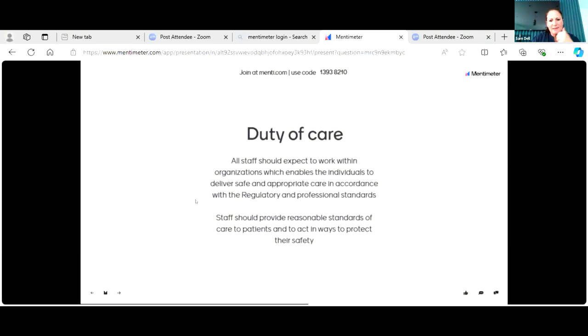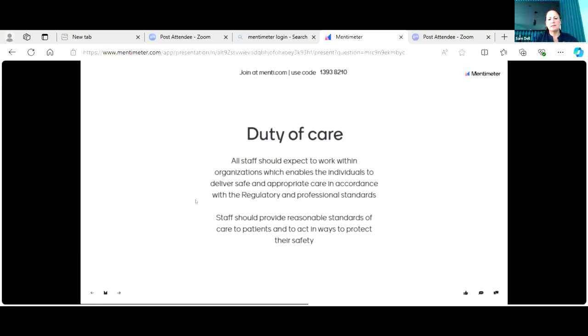All staff are expected to work within the organisation's framework, which enables us to deliver safe and appropriate care in accordance with the regulatory and professional standards. So we have a duty of care to provide this expected work ethic. Staff should provide reasonable standards of care to patients and act in ways to protect their safety.